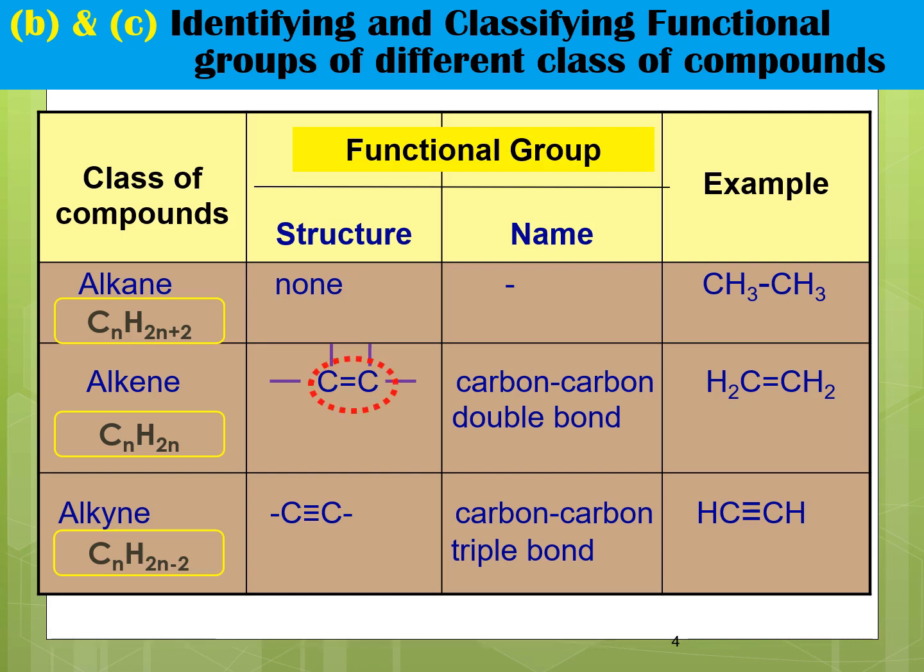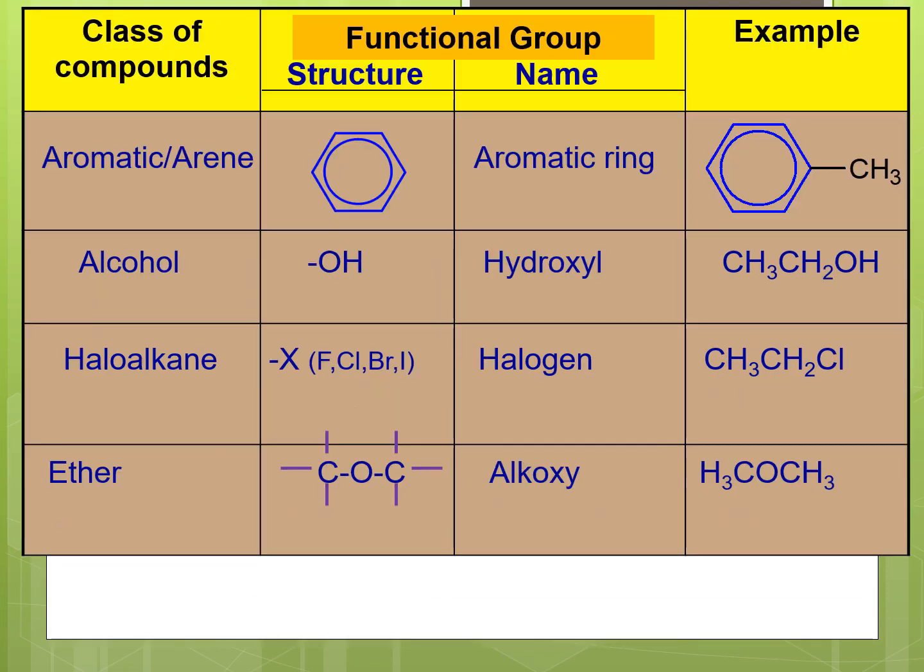So we can label and identify the functional group. Carbon-carbon double bond, we circle and name the functional group. C triple bond C, so the name of the functional group is carbon-carbon triple bond. Next, the class of compound we have is aromatic, or a ring, so the name of the functional group is aromatic ring.